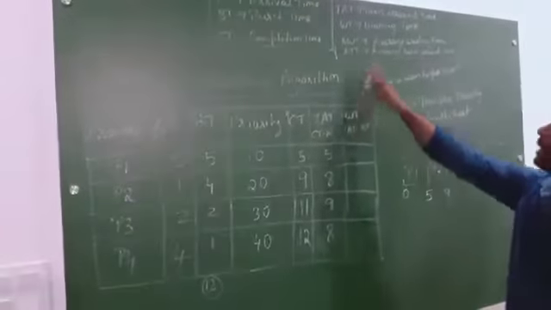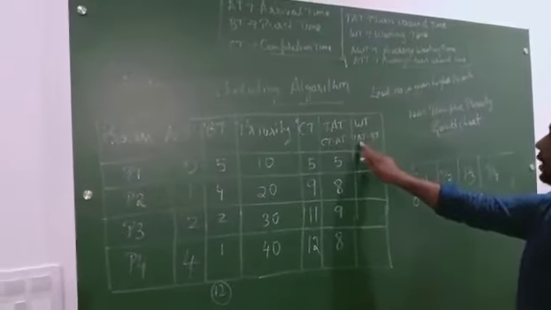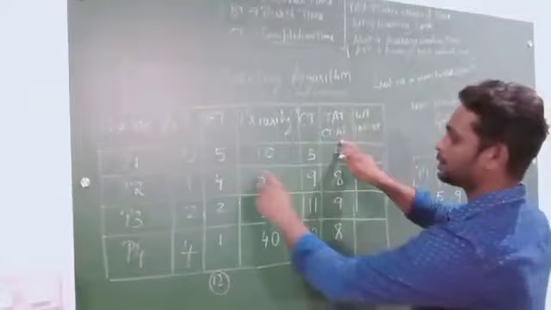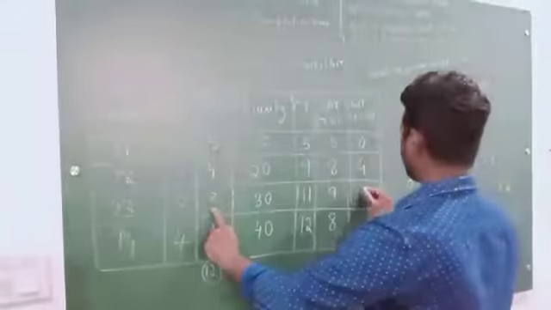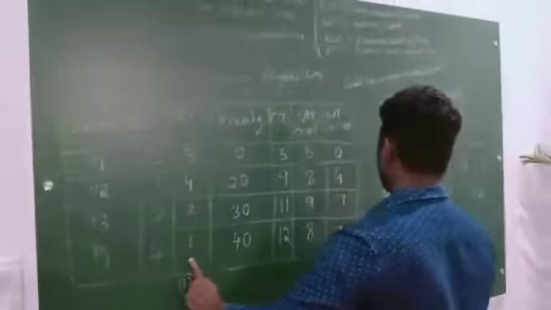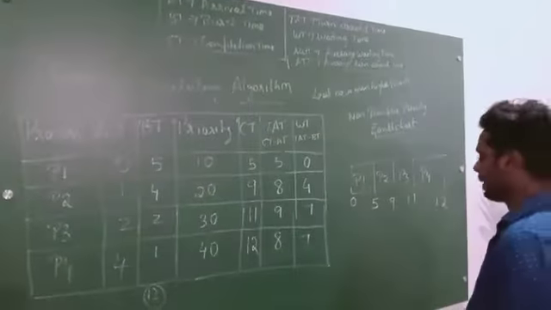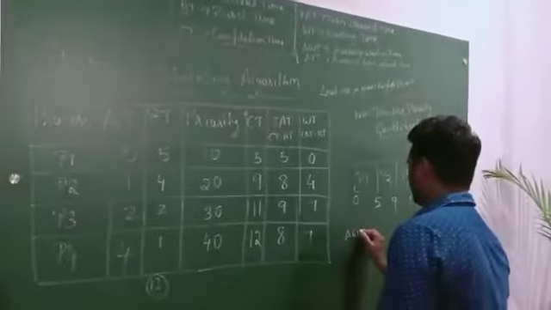How to calculate your waiting time? I have just written on the board. Turnaround time minus burst time. 5 minus 5 is 0. 8 minus 4 is 4. 9 minus 2 is 7. 8 minus 1 is 7. That's it.